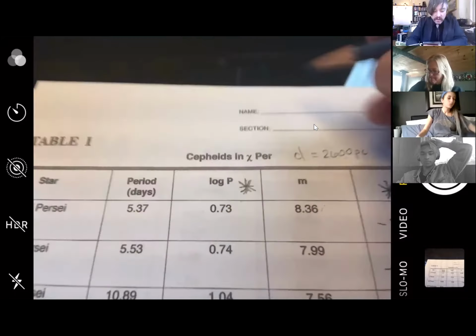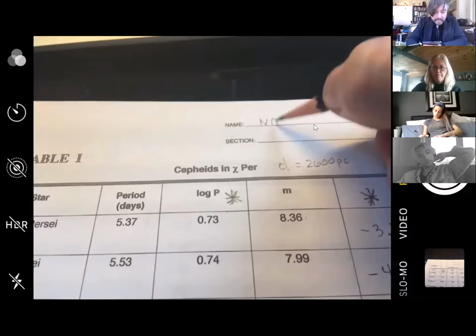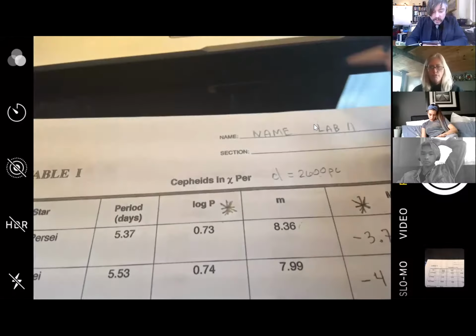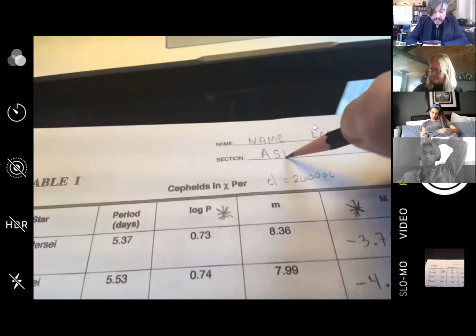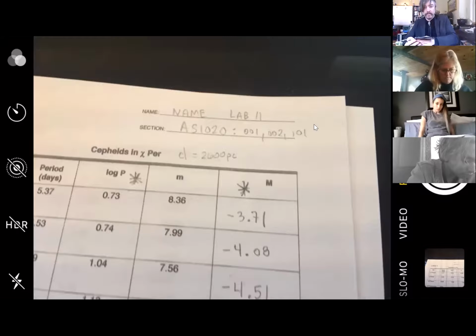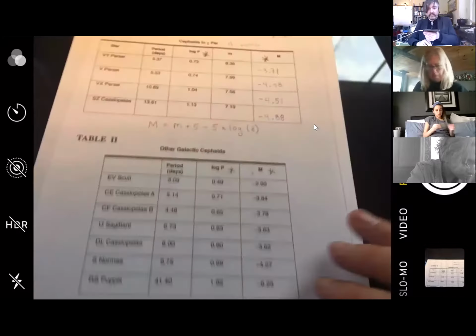Oh, by the way, can we all get our names on these? Please put your name, lab number 11, AS1020, and then your section. Thank you much. Okay. All right, does everyone have this stuff?